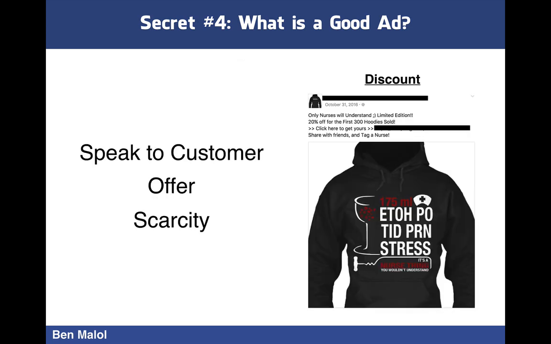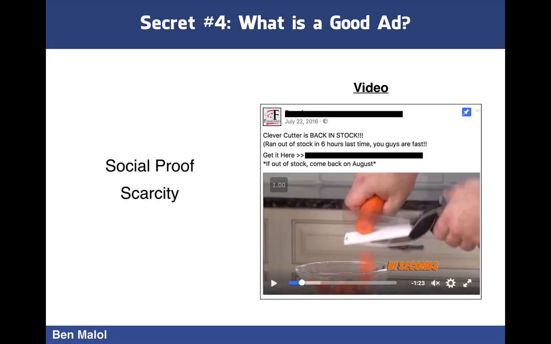Speaking to the customer, offer, scarcity. Only nurses will understand: this ad is targeted at nurses. The offer is 20% off and the scarcity is only 300 sold. So 20% off for the first 300 hoodies sold.